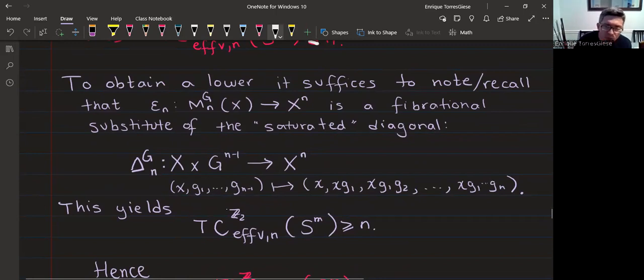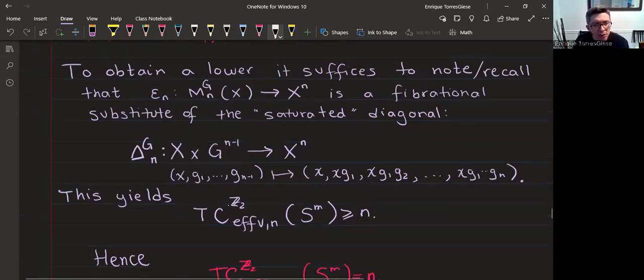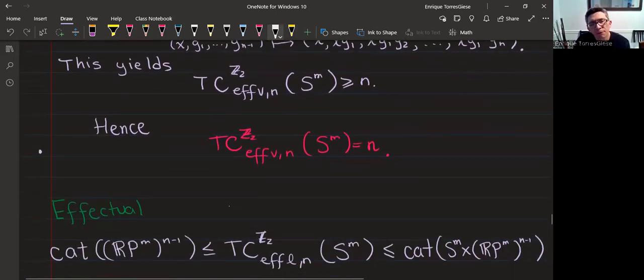So I'm not going to mention too much about this. It's something that is technical, but it's not difficult. Therefore, the effective TC of a sphere is essentially just in terms of the order of the TC that we are using. So that's the calculation of the TC.